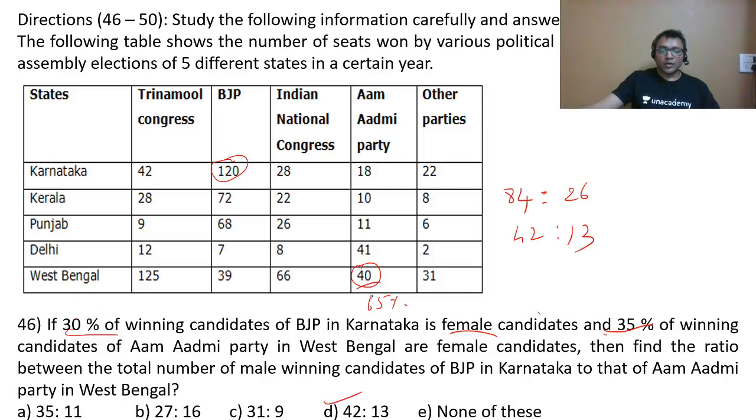So 40 into 65 is nothing but 65 you double and double twice. So 65 double is 130, 130 double is 260. So from there you get 26. When you multiply by 4, you make it twice, double twice, and you get the answer as 26.